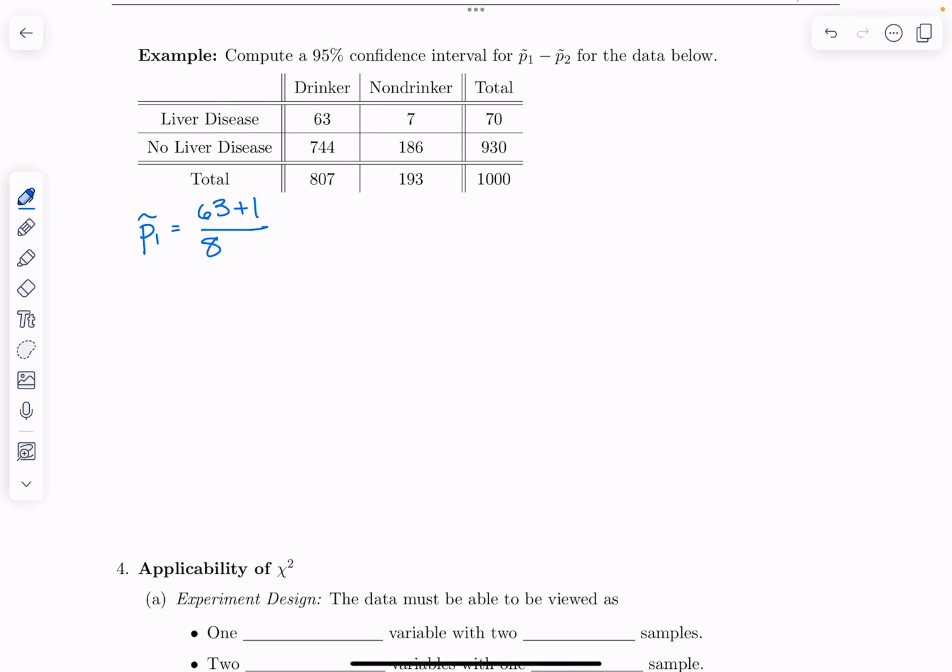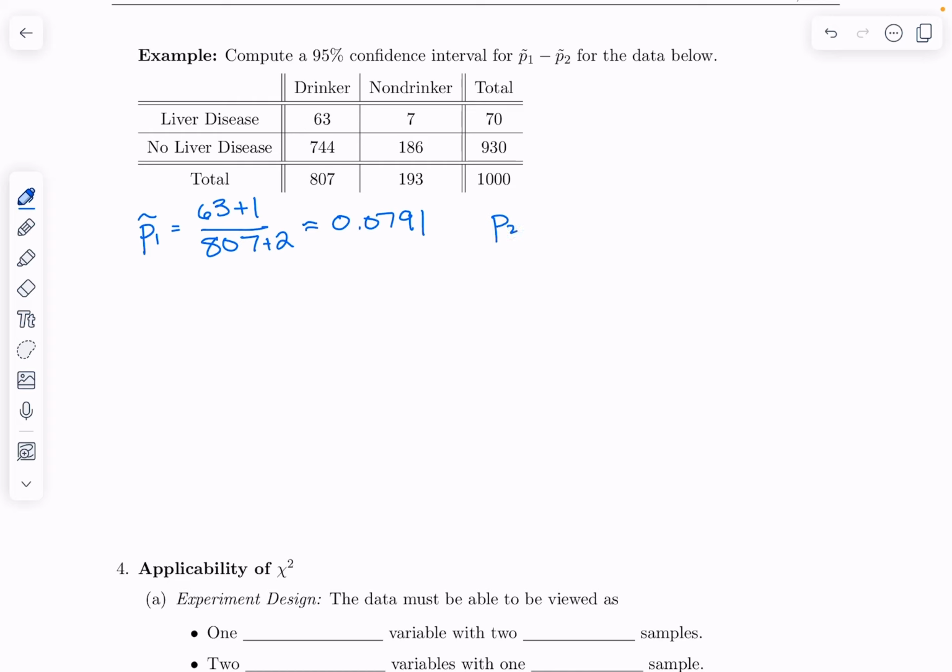Copied that wrong. 807. That's the number of drinkers plus 2. And that's approximately 0.0791. Okay, so 7.91% of the drinkers have liver disease.